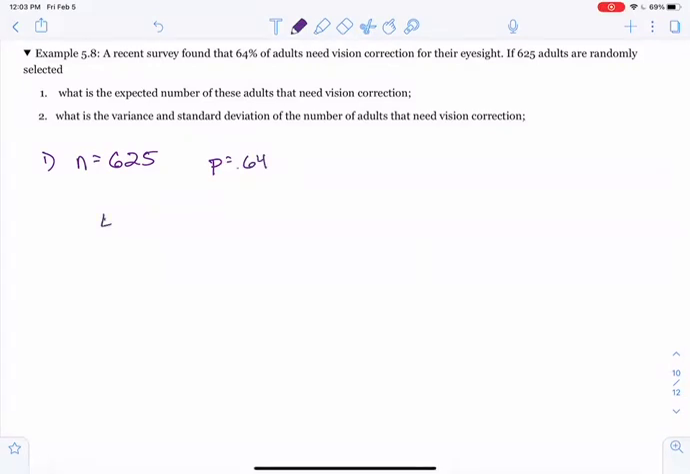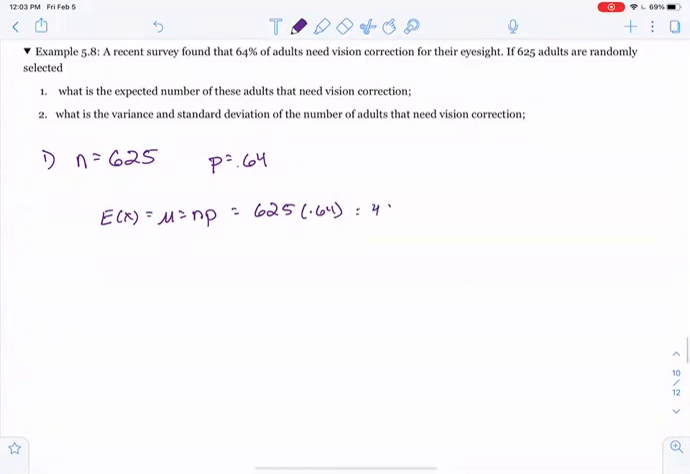So the expected number, E of X, right, that's also, again, the mean. Because we know this is a binomial distribution problem, I can use the shortcut of np. In this case, that's 625 times 0.64. And if I do that, we're going to get 400, right? That is the expected number of people that need vision correction.